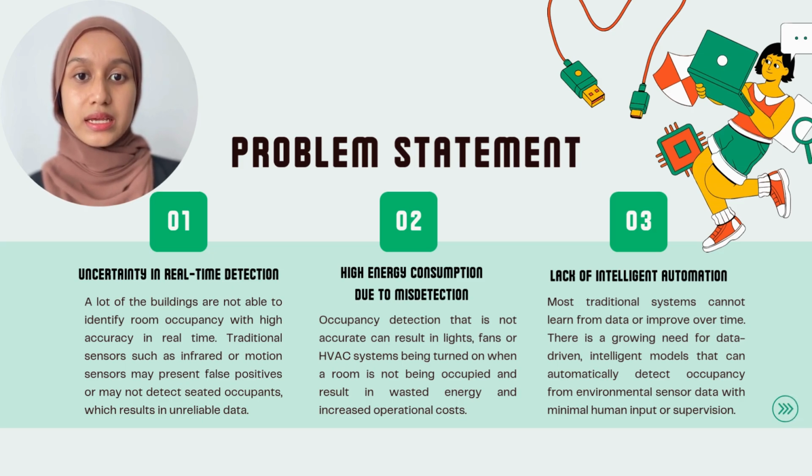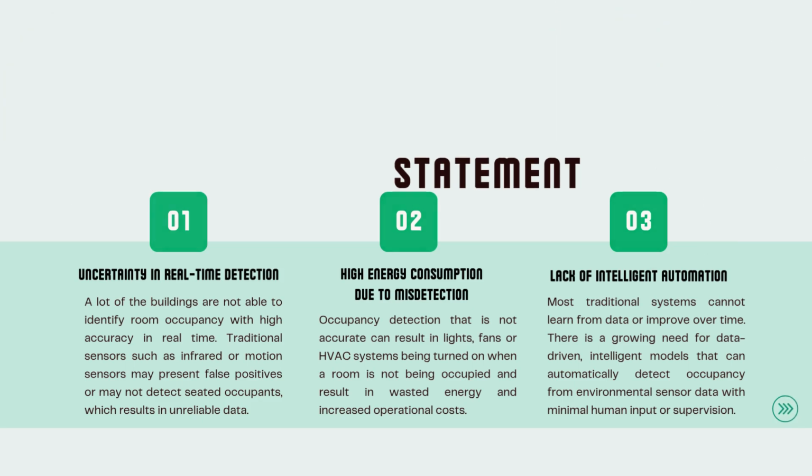And lastly is lack of intelligent automation. Most older systems can't improve on their own. That's why we need smart, data-driven models that can detect if a room is occupied with minimal human help.